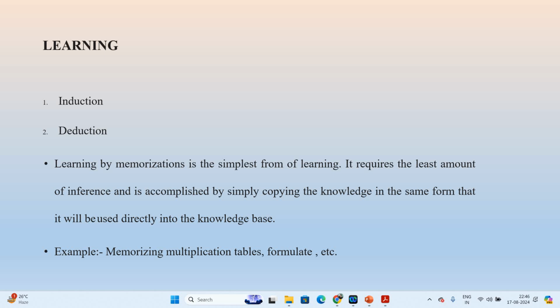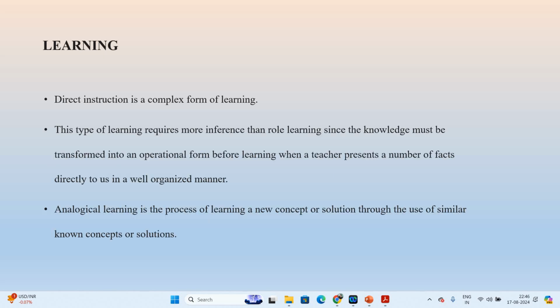Learning by memorization is a very simple form. At childhood, children remember multiplication tables and formulas. All these examples come under memorization techniques, and it requires the least amount of inference. It is accomplished by simply copying the knowledge in the same form that will be used directly into the knowledge base. So how do people learn multiplication tables? They use some kind of memorization techniques, right? And the formulas also. They use memorization techniques and then implement it wherever they want. This kind of learning is memorization learning.